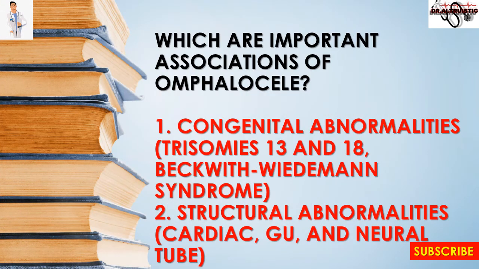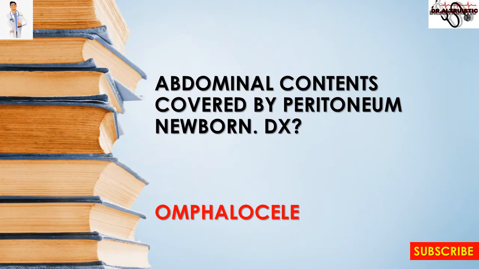Which are important associations of OMPHALOCELE? 1. Congenital abnormalities, trisomies 13 and 18, Beckwith-Wiedemann syndrome. 2. Structural abnormalities, cardiac, GU, and neural tube. Abdominal contents covered by peritoneum in a newborn. Diagnosis: OMPHALOCELE.